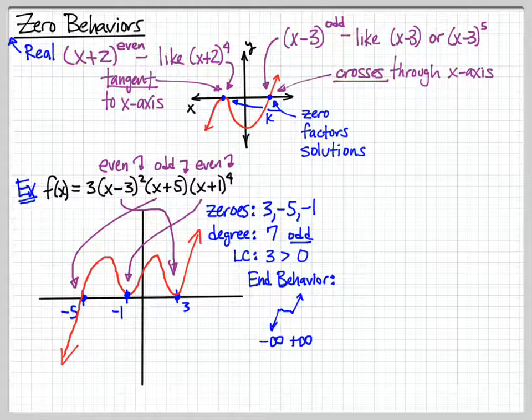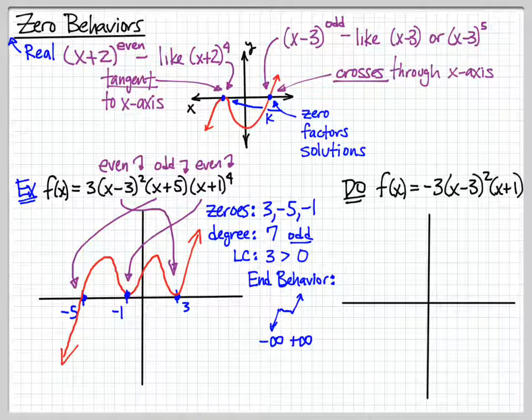And again, these arrows here show the behaviors. We have an odd degree here, so it crosses through the 0, and then in these other two 0 cases, they're tangent to the x-axis because the exponents are even. I have an example here. You can try it out on your own. Well, you can do it later.